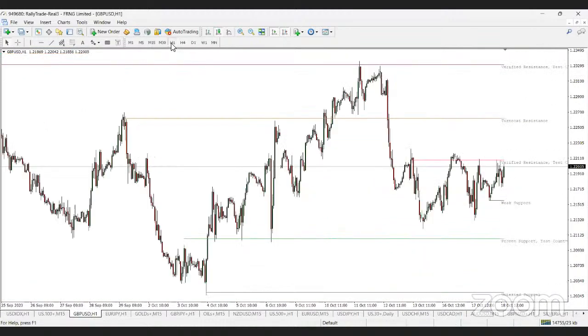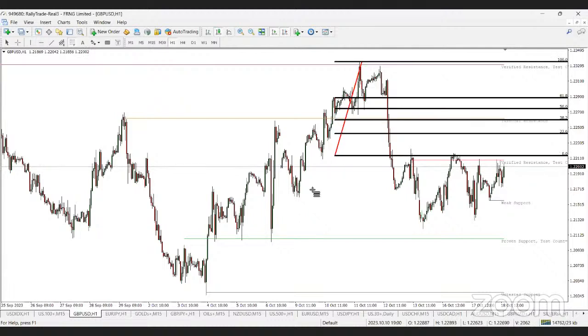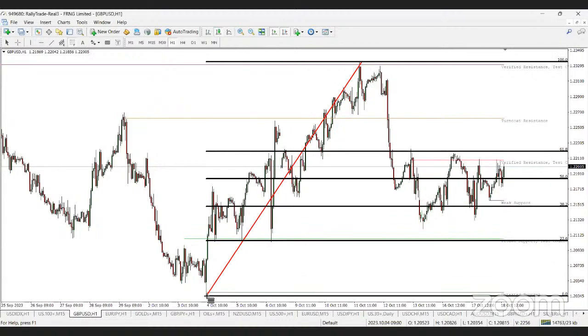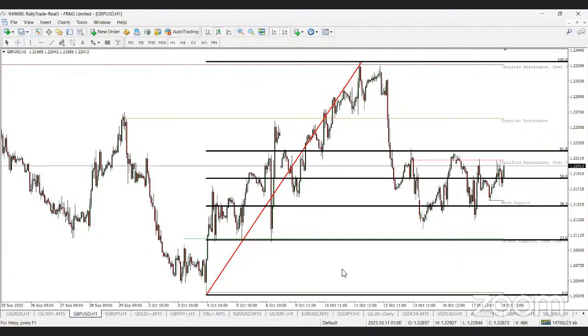So if we're drawing our Fibonacci, where are we picking it from? Since it's a downtrend, we're picking it from the highest point to the lowest point. That is what I have here. That's what we have done.